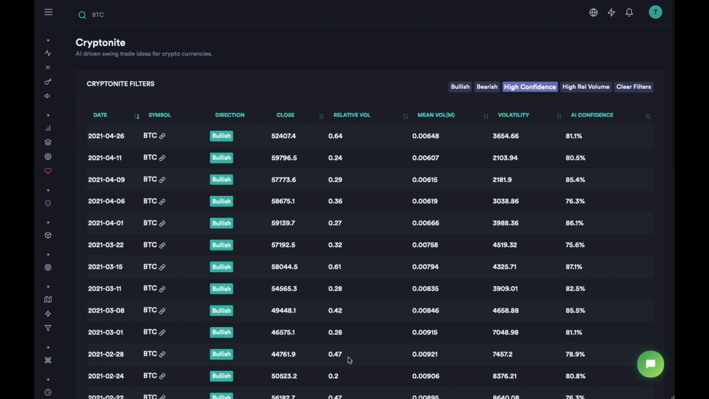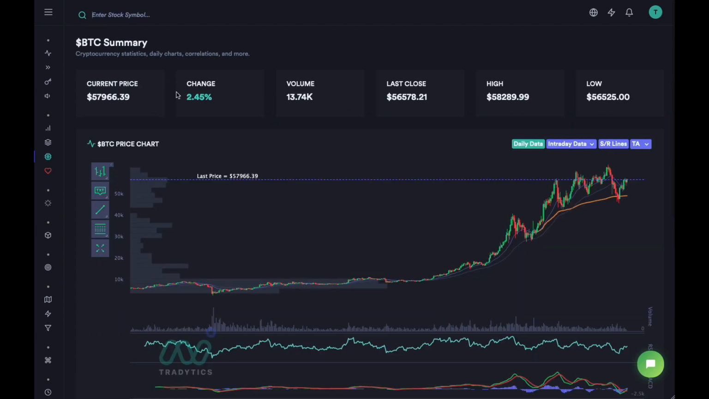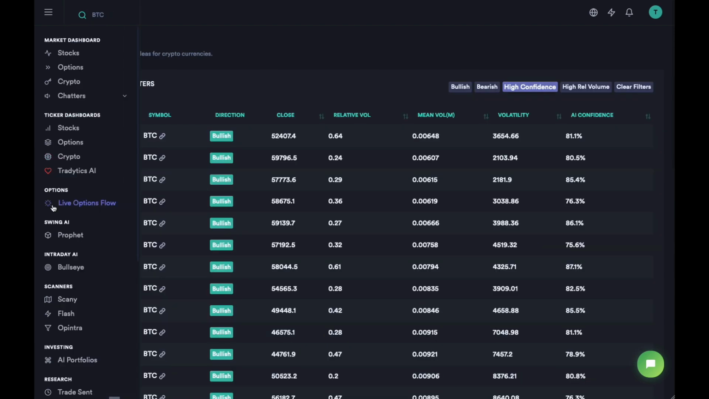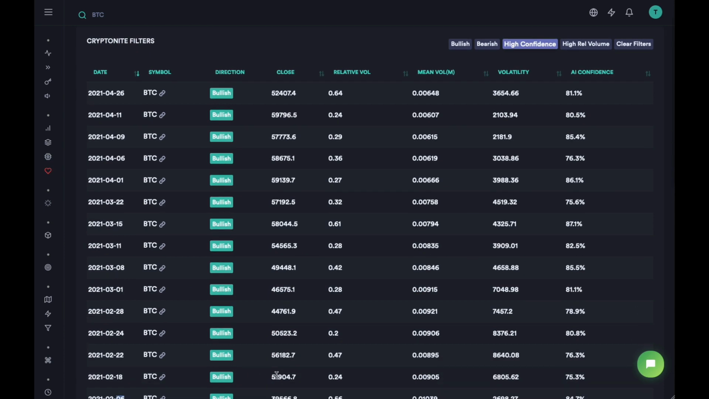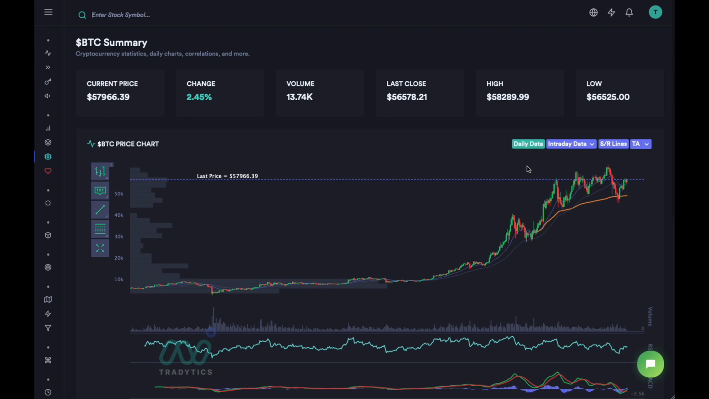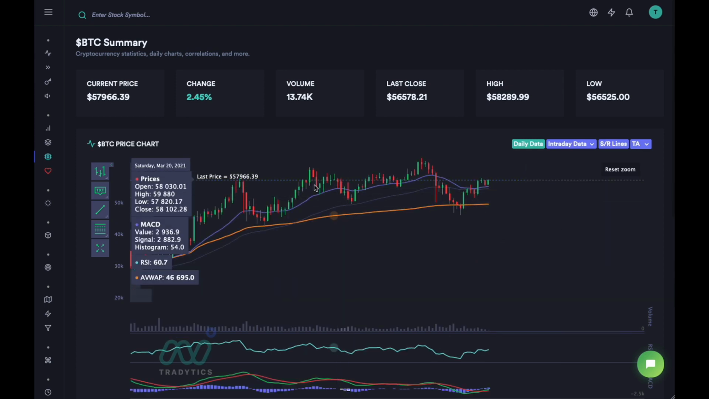But we don't want to get a loss 30% of the times. So we want to take a look at the price action as well. Let's do that. So for BTC, let's go to the crypto dashboard, and let's look at the one that actually did not work. So February 24th, let's see what happened there. All right, so about here, right?